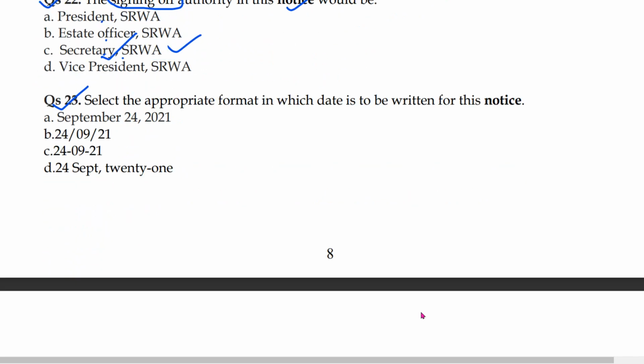Now question number 23. Select the appropriate format in which date is to be written for this notice. How to write the date of a notice? September 24, 2021, 24/9/21, 24 September 21. One thing that you have to remember always is when you write the date, begin with your month. September, no comma is necessary here. September 24, then give a comma and year 2021. This can be considered as the suitable way of writing the date.